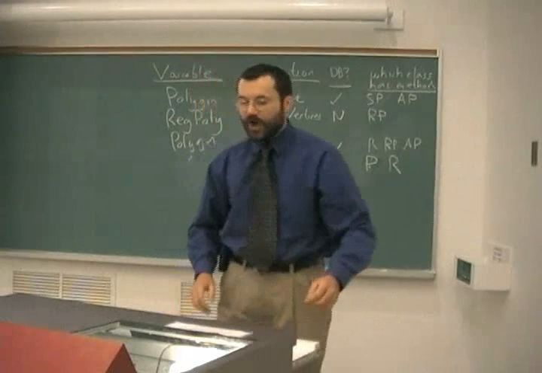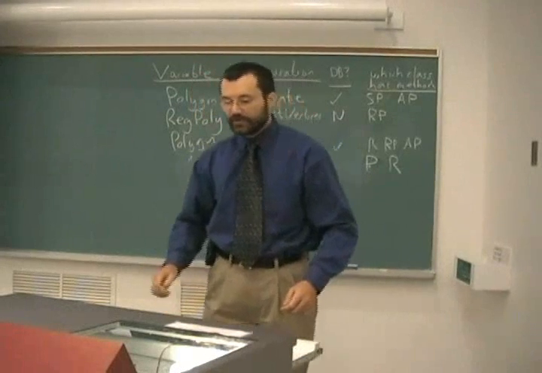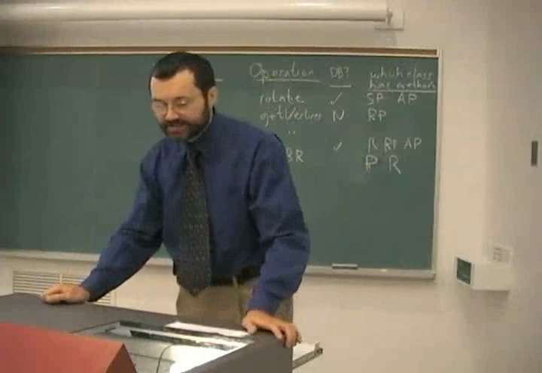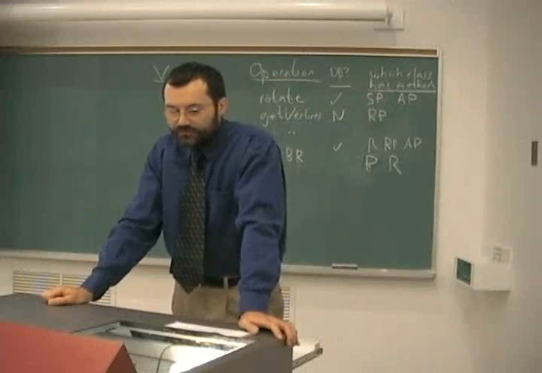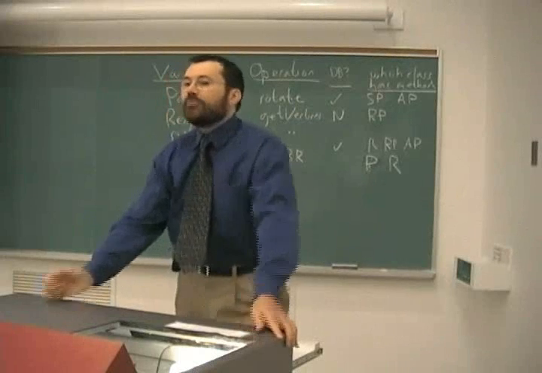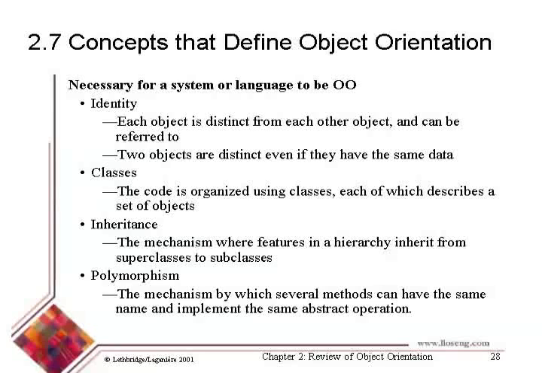Okay, let's move on then to slide 28. Concepts that define object orientation. These are the kinds of things, recognized widely in the industry, that need to be present in a system in order for the system to be called object-oriented.